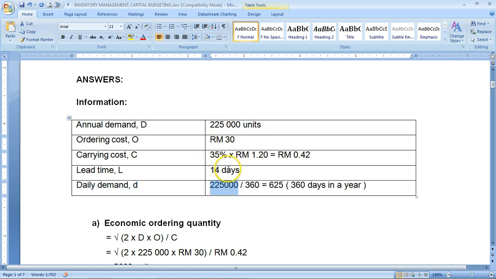225,000, your D, divided by 360. So what is the formula for d, class? It is D divided by 360. Why 360? Because the question tells you 360 days in a year. If the question informs you, for example, 52 weeks, that means 364. So remember, this is based on the question. So I get 625 units daily demand. Okay, class, now we start to calculate.